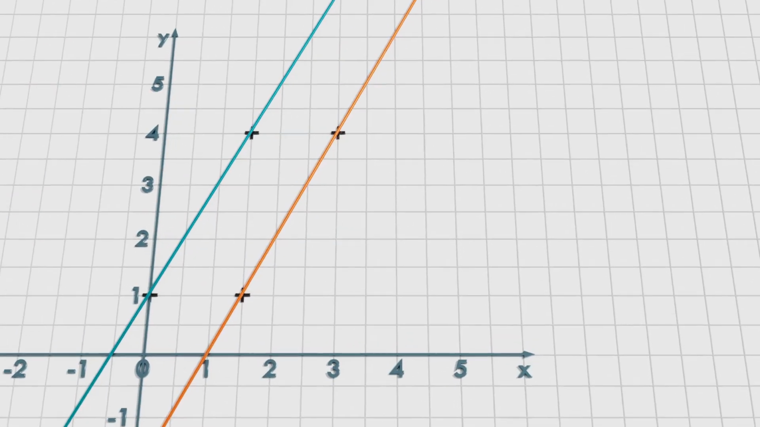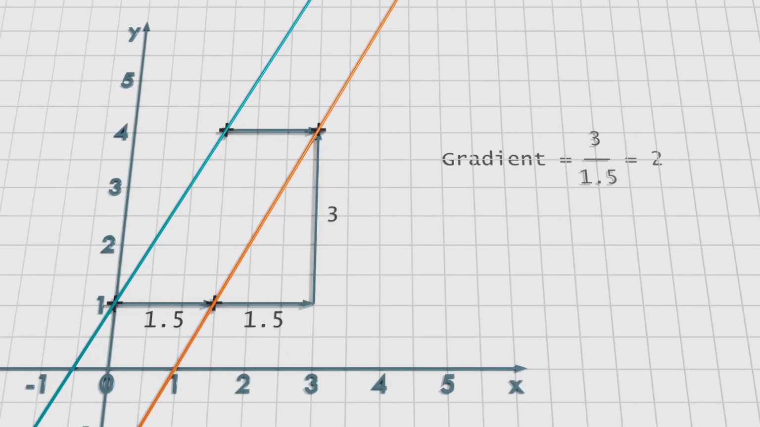The gradient is given by a change of 3 units in y divided by 1.5 units in x, which equals 2.